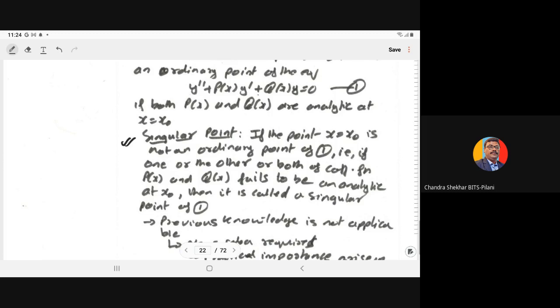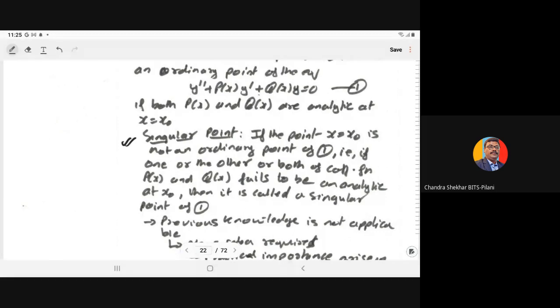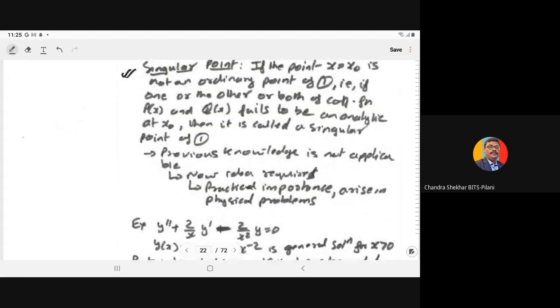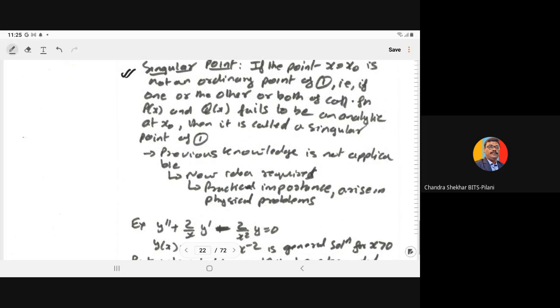But this singularity is not a permanent singularity. In many questions, you will find that you can remove the singularity. When you can remove the singularity, that singularity is known as the regular singular point. That regular singular point we will study in this section. So the previous knowledge is not applicable. At the singular point, whatever knowledge you have to determine the solution through the power series is not applicable here. So some new idea you require, right?